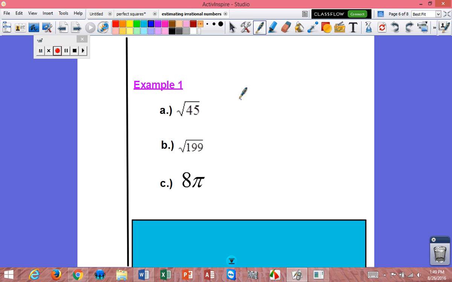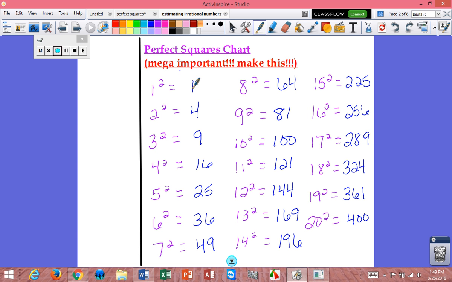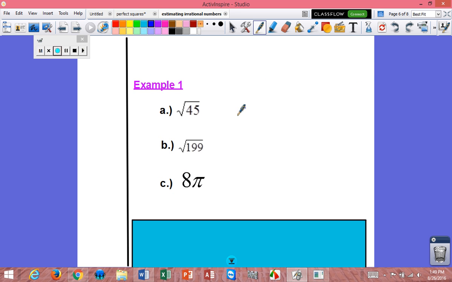All right, let's do some examples. Letter A, we have the square root of 45. So if we look back at our place value chart, we see that 45 lies in between 36 and 49. So I'm going to write that down. Okay, now the square roots of those, we have 6 and we have 7.